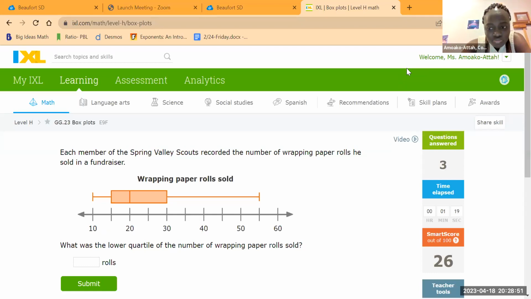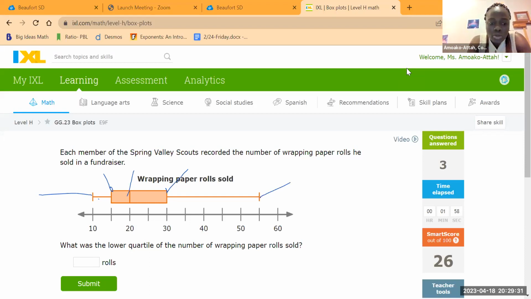All right, so let's look at 1 or 2 problems over here. What was the lower quarter of the number of wrapping paper rolls sold? Lower quarter. So how do you find it? You remember that when you were solving that worksheet, this became our minimum. This became our Q1, which is a lower quarter. This became Q2, that's a median, or the middle number. And this became a Q3, which is the upper quarter, right? And this became a maximum value.